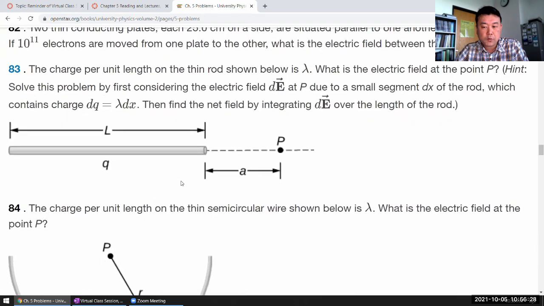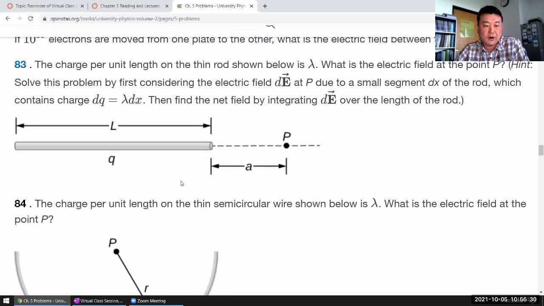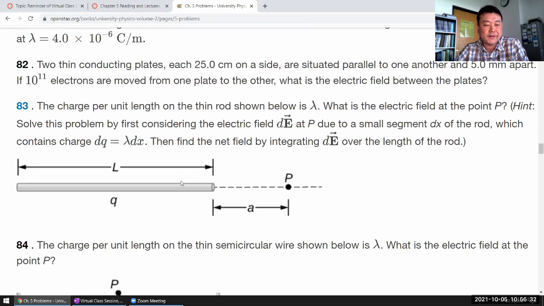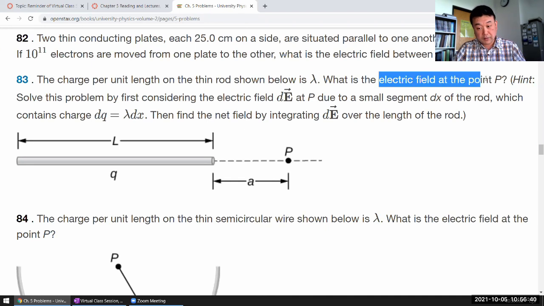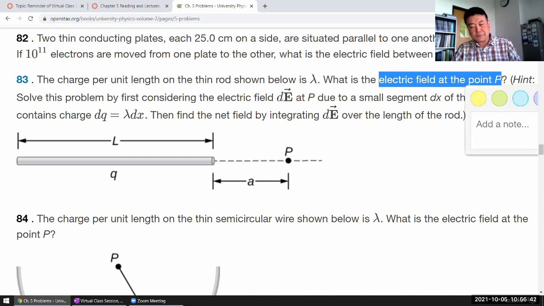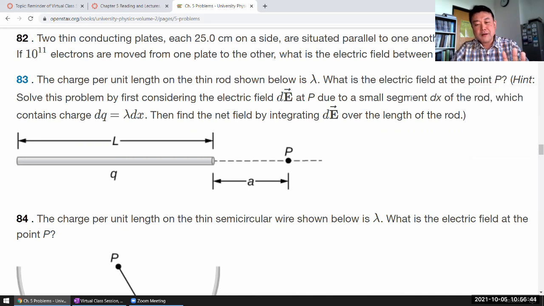So the way the question is worded here, it already refers to the idea of field. Question 83, the charge per unit length is shown, it gives the density, and then what is the electric field at point P? So this question presumes the existence of the idea of field, so it doesn't quite motivate it the way I would want it motivated.